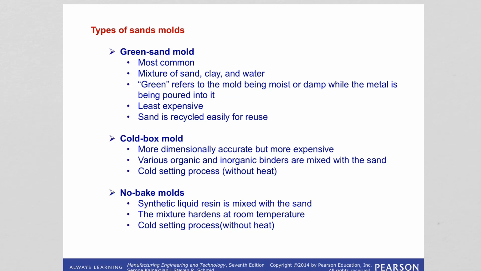Green sand mold is just a mixture of sand, clay and water. The term green refers to the fact that the mold is moist or damp while the metal is being poured into it. This is the least expensive among the other types of sand molds, and the sand here can be recycled and therefore reused.